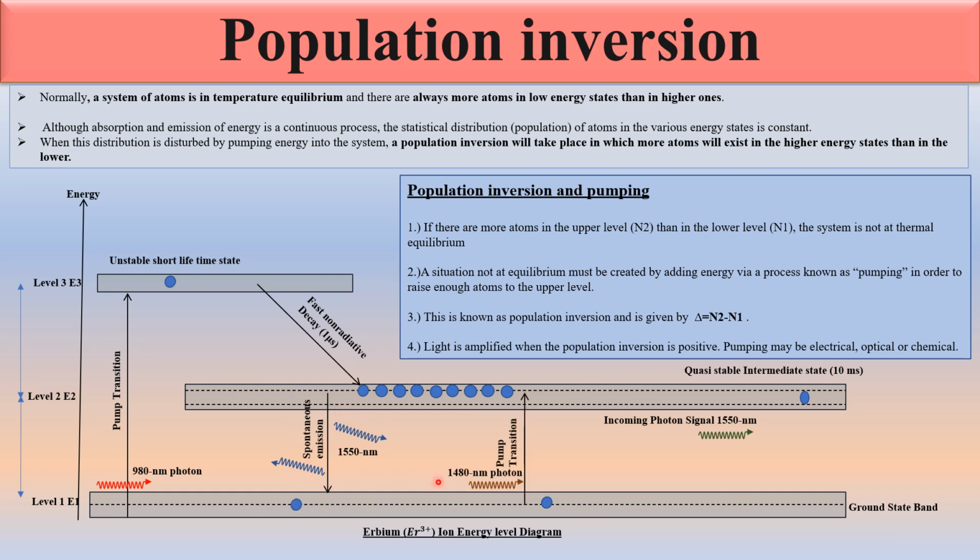These are 1480 nanometer photons, and the electrons directly move to the metastable state. You can see here when the incident photon comes and interacts with the electrons in the higher energy level, or the quasi-stable intermediate state, stimulated emission happens, and one new photon with the same direction, frequency, and phase as the incident photon is generated and helps in amplification.